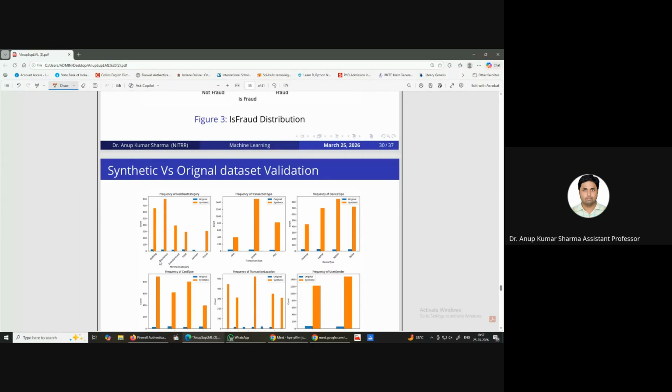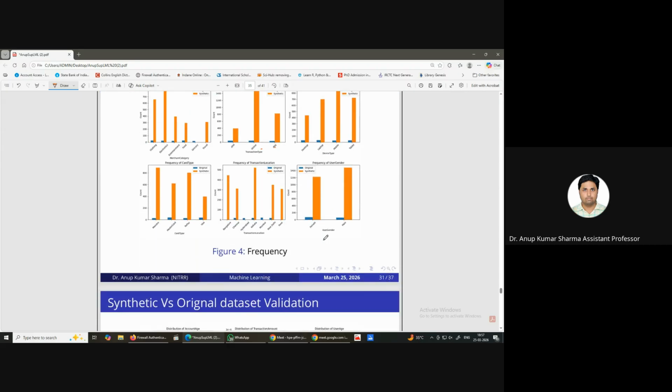we have attributes like clothing, electronics, entertainment on that part. Blue data is the original and synthetic data according to that. Same way, merchant categories, this is the frequency. Transaction type: ATM, online, POS. Frequency of device: desktop, laptop, mobile, tablet.